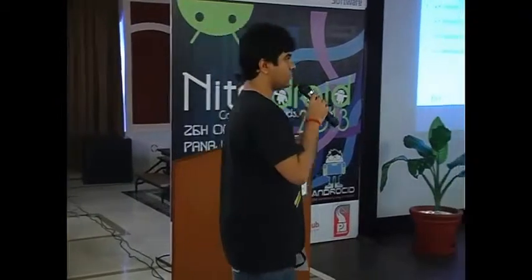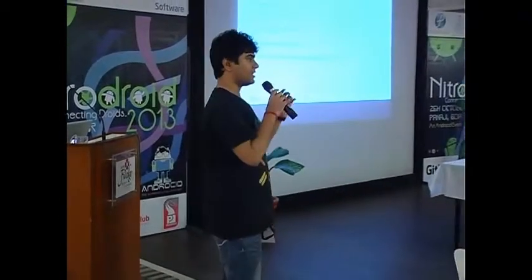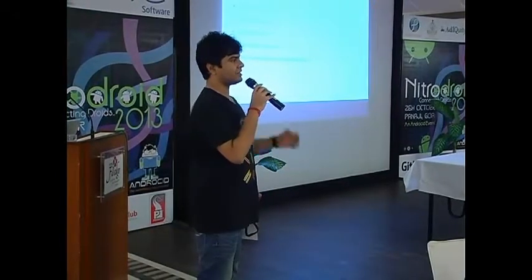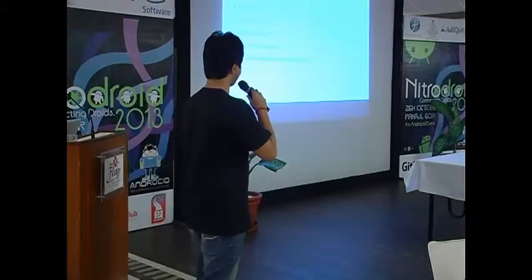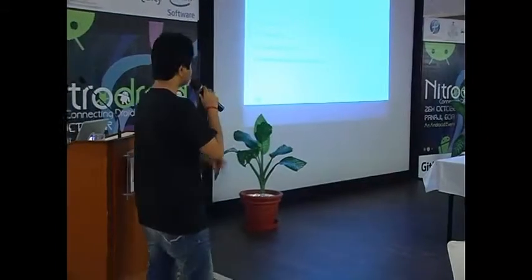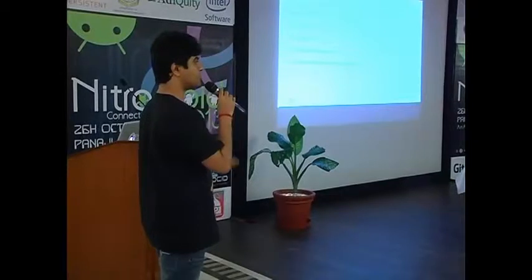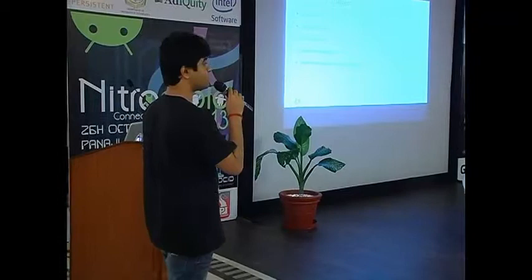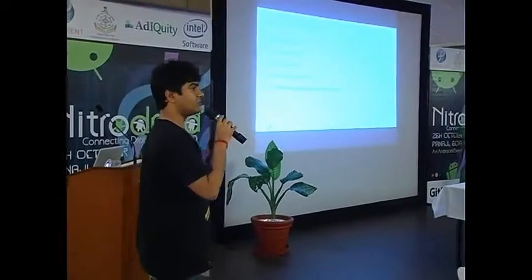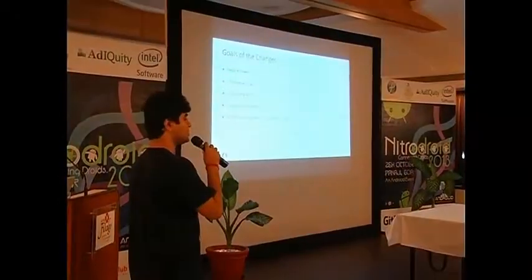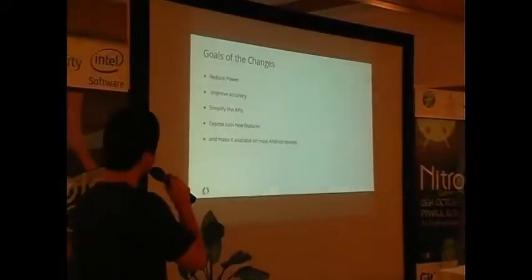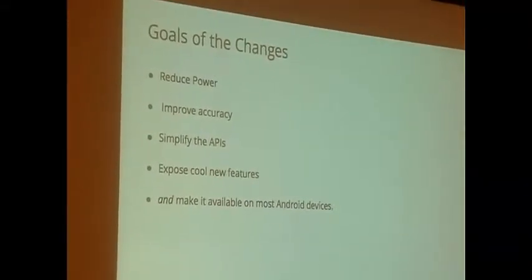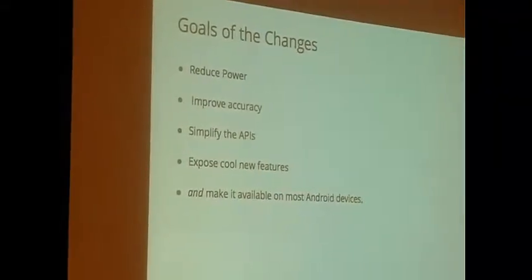Okay, so before this year, lots of problems, like I said, power was a big problem, accuracy was a problem, and you had to use lots of different APIs, like you had to use GPS, you had to use Wi-Fi and so on. So Google tried to change this. First goal was to reduce power consumption. So if you're using an application, you won't use that much power. Second was the accuracy. The accuracy should be very good, because if I'm using GPS and I'm inside a house, GPS doesn't work. So all those different things are a big problem. Google tried to fix those problems, and also expose cool new features, which I will talk about.